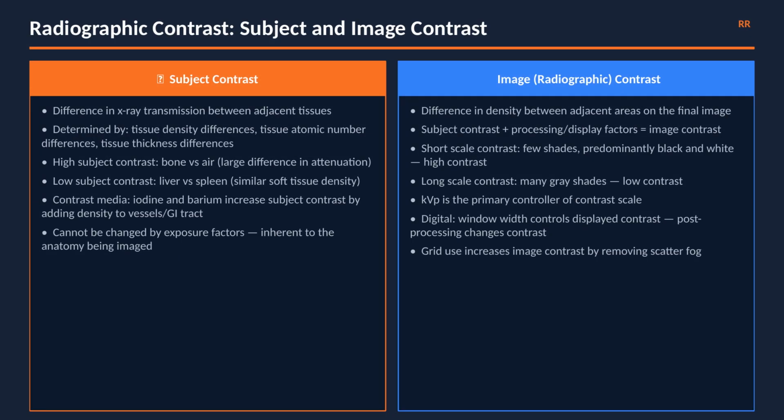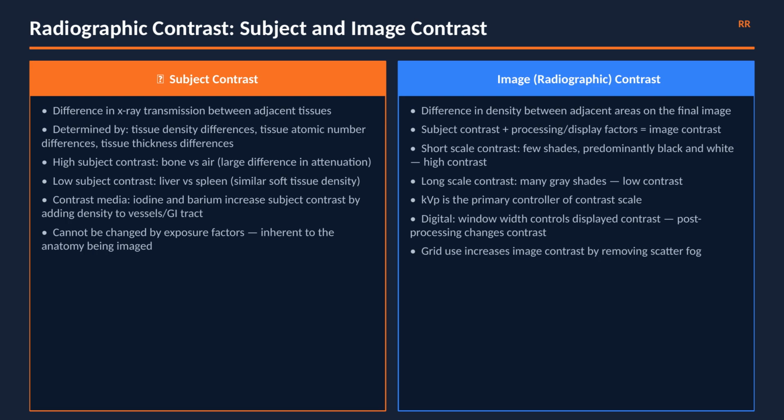2 types of contrast, and the registry distinguishes between them precisely. Subject contrast is the difference in X-ray transmission between adjacent tissues, determined entirely by the anatomy. High subject contrast exists between bone and air, they attenuate the beam very differently. Low subject contrast exists between liver and spleen, similar soft tissue. Density factors cannot change subject contrast. It is inherent to the anatomy being imaged.